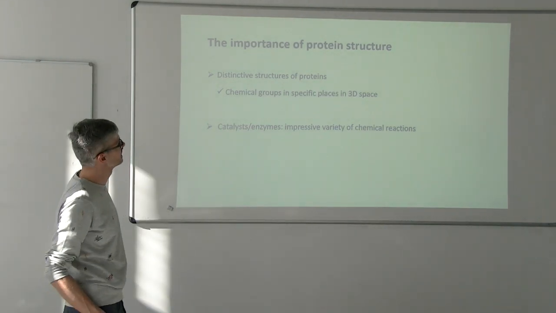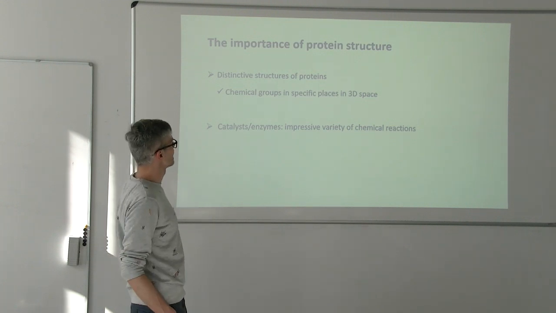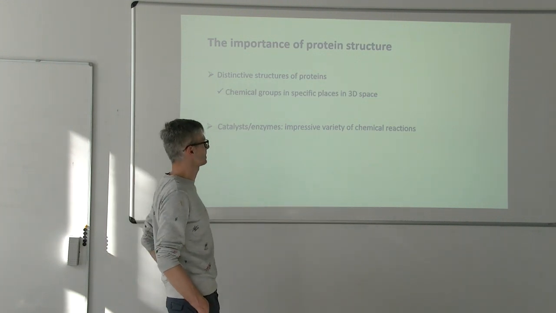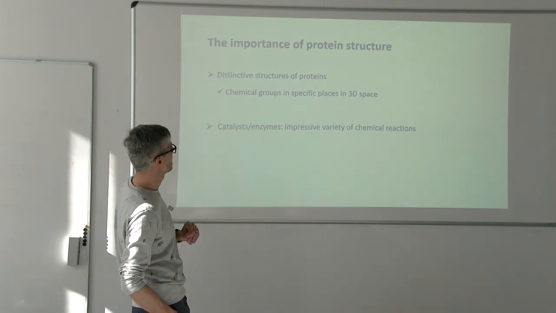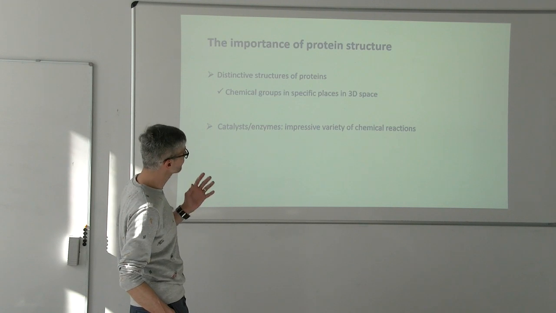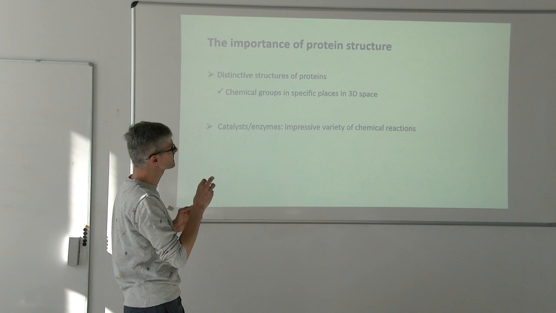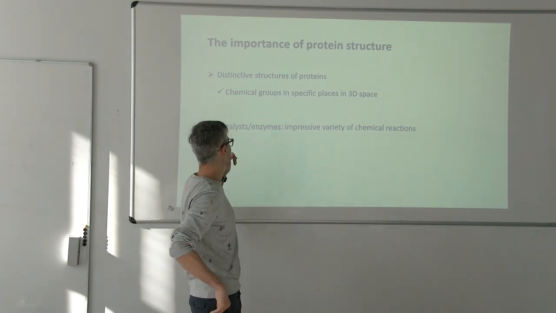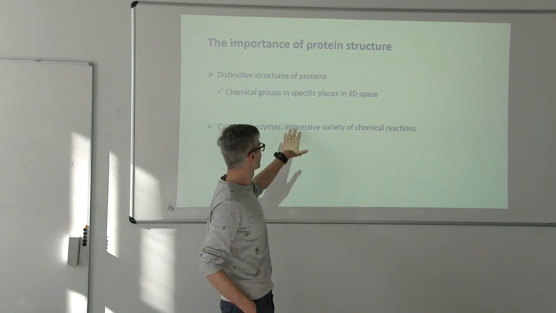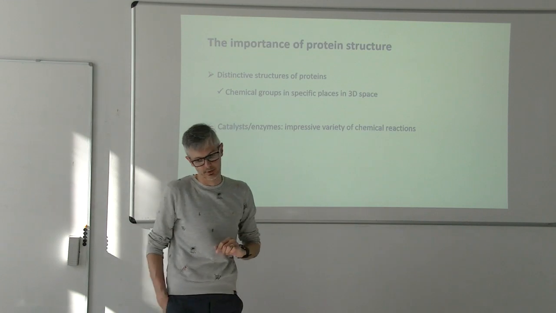What is the difference between, for example, if we compare protein structures? It's nothing more than just chemical groups that are at specific places in three-dimensional space. And often in your protein, you have certain spots that are very important. For example, in the case of enzymes, those active sites, as we call them, are important for the chemical reactions.